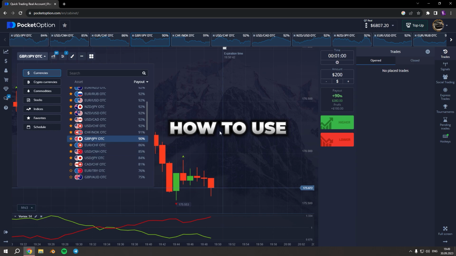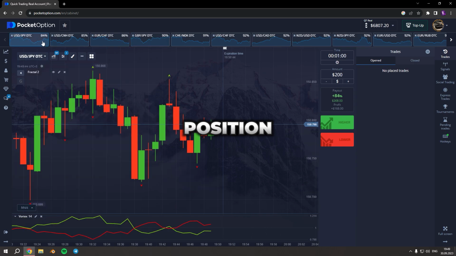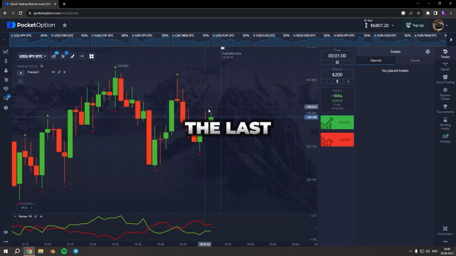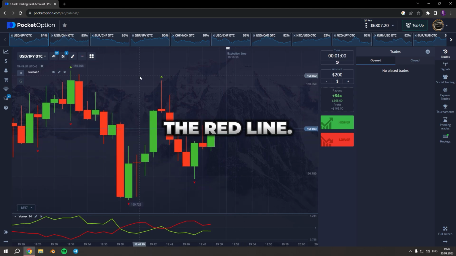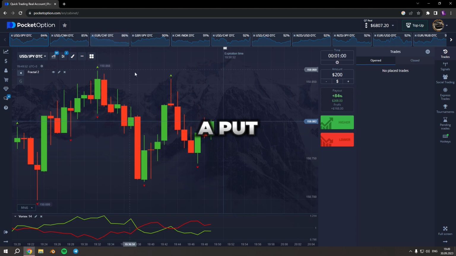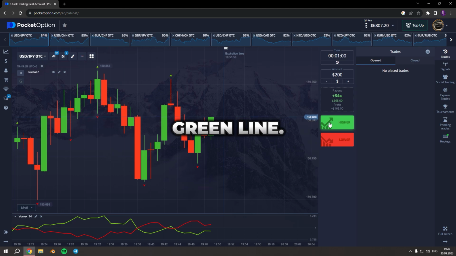Now let me explain how to use this strategy. I will open a call position when a red fractal appears on the last candle, and if the vortex indicator shows that the green line is above the red line. Similarly, I will open a put position when a green fractal appears on the last candle, plus if the red line on the vortex indicator is above the green line.